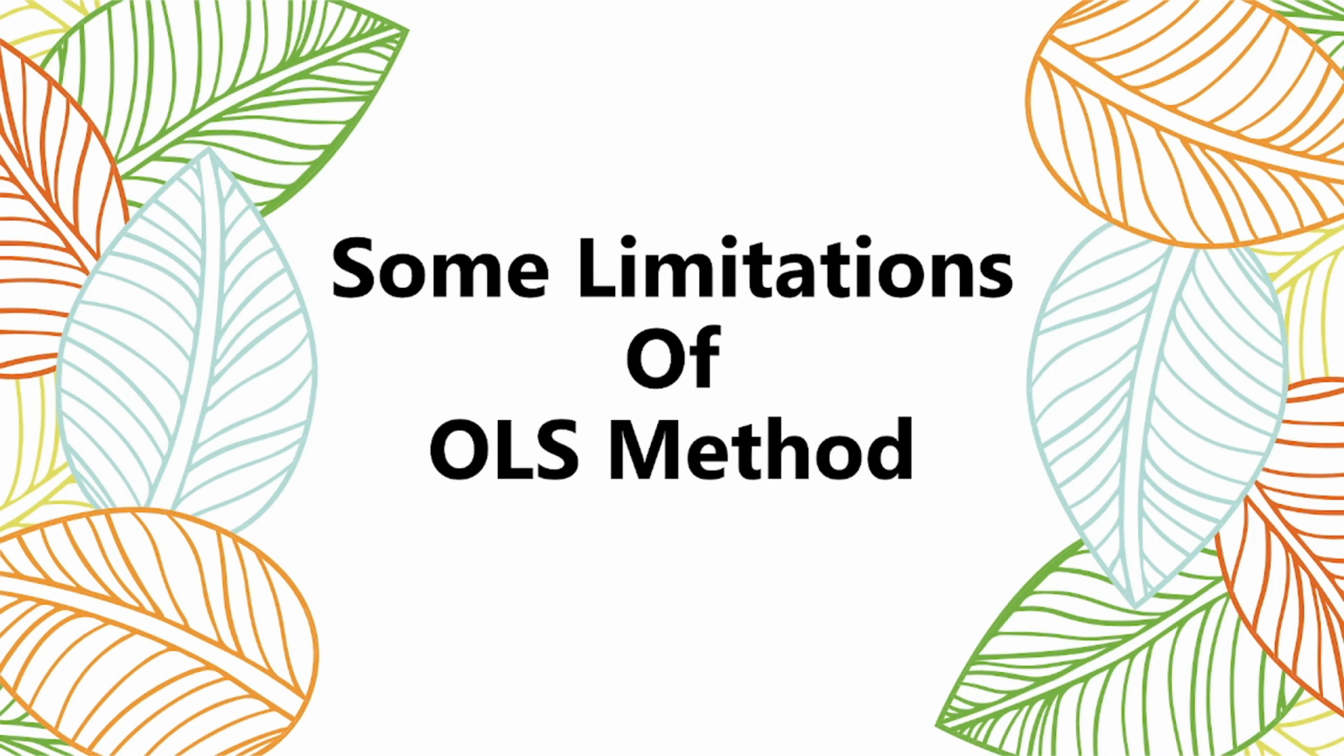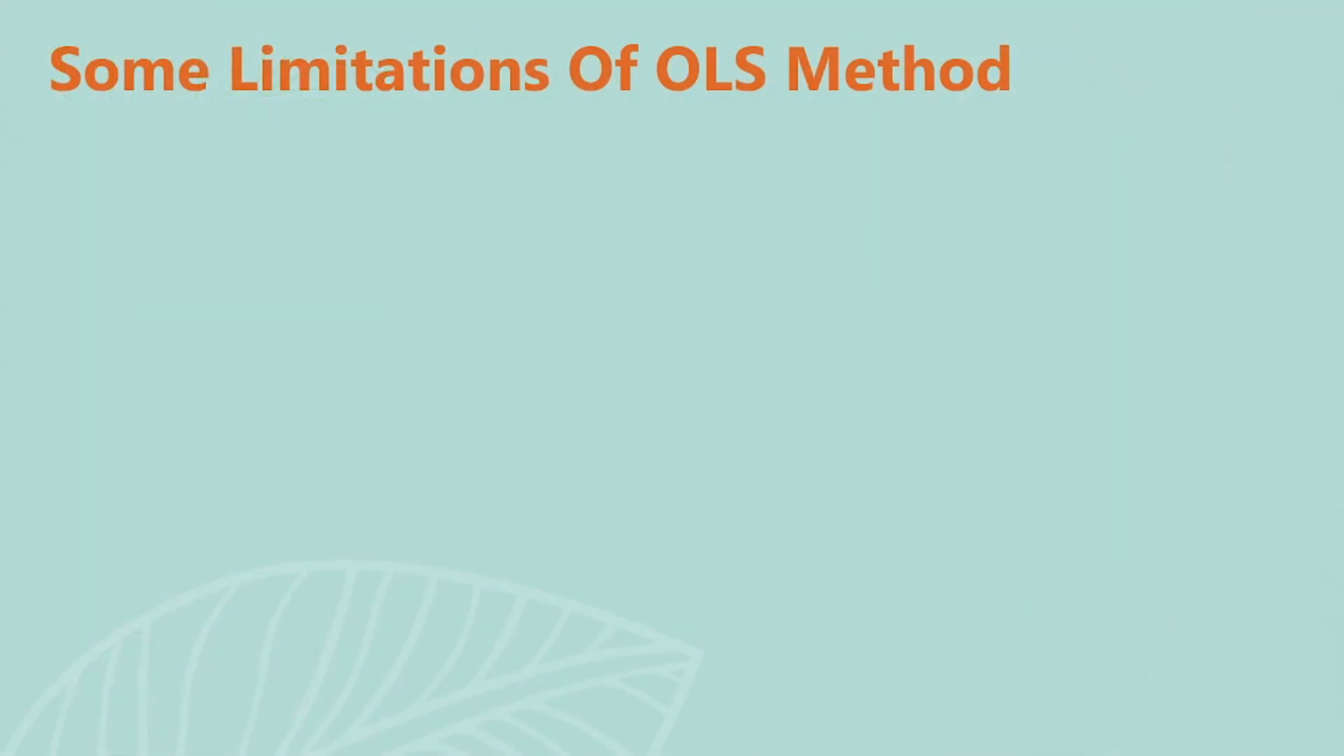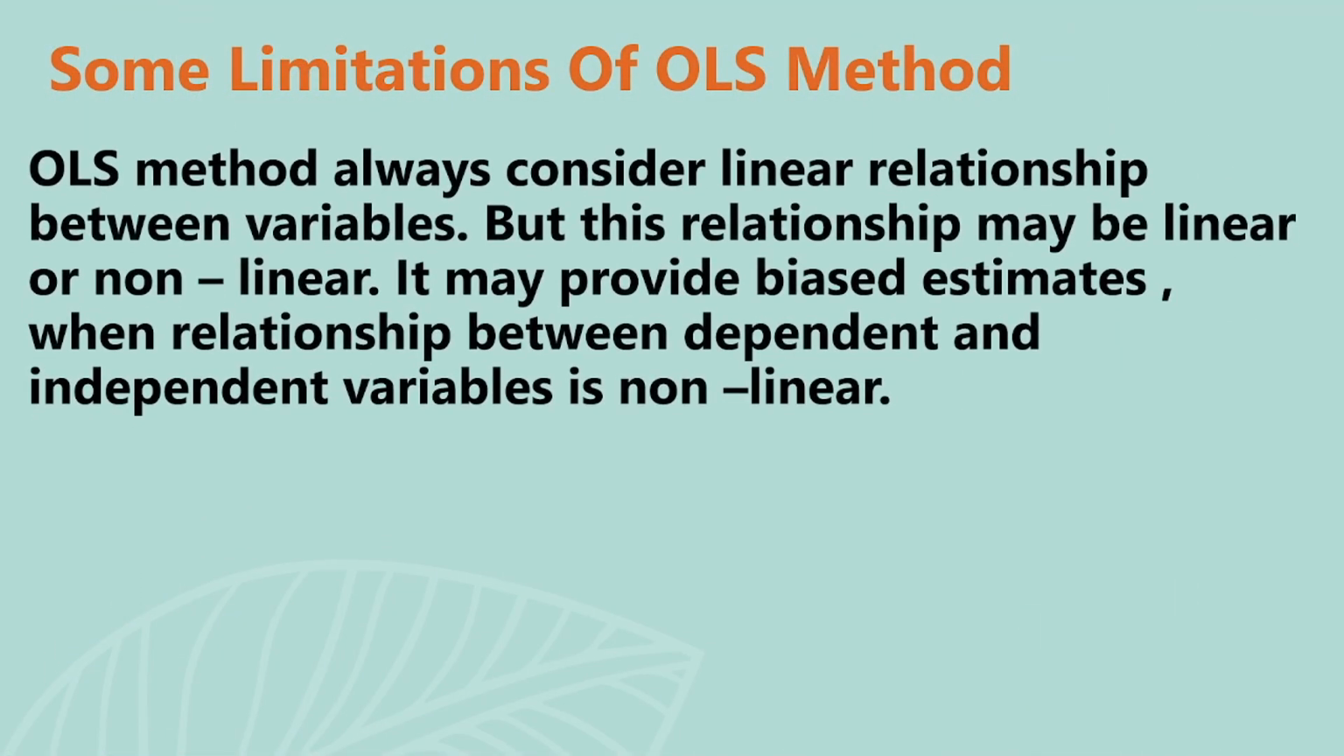In this class, we'll discuss some limitations of OLS method. So let's begin. OLS method always considers a linear relationship between variables. But this relationship may be linear or nonlinear. It may provide biased estimates when the relationship between dependent and independent variables is non-linear.